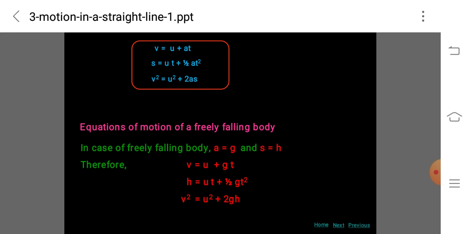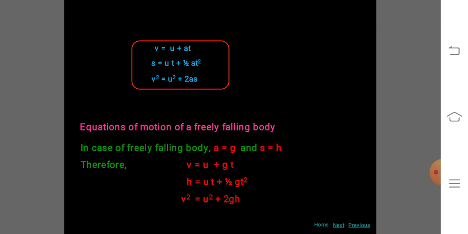Okay. For the second equation of motion, we just put s = h and a = g. So what will this equation become? h = ut + ½gt². Third equation of motion, v² = u² + 2as. Instead of a, we are putting g, and instead of s, we are putting h. So what will this equation become? v² = u² + 2gh.